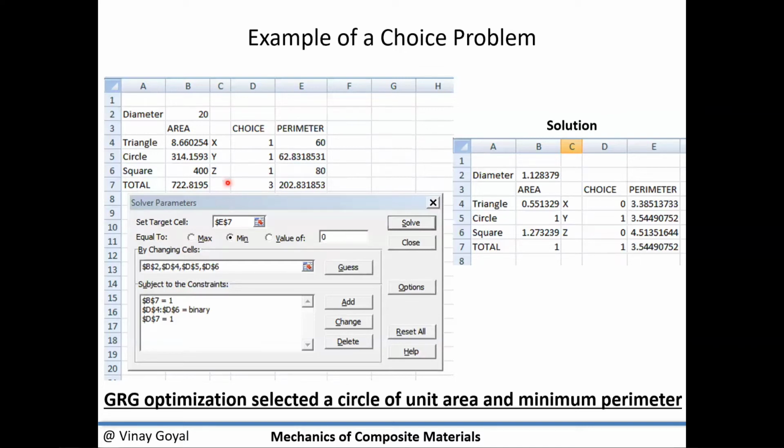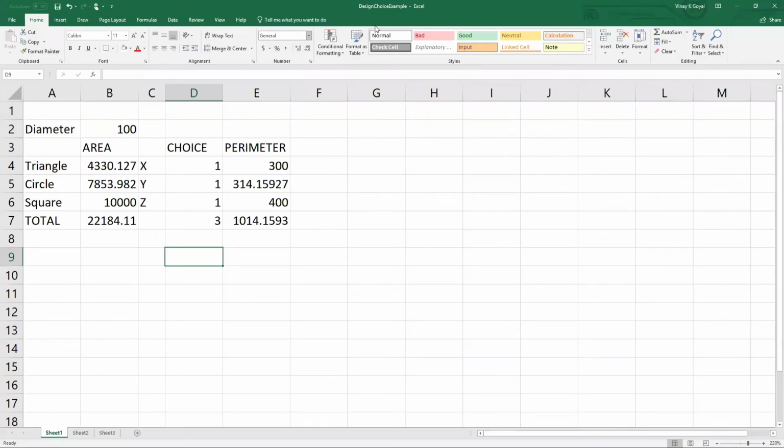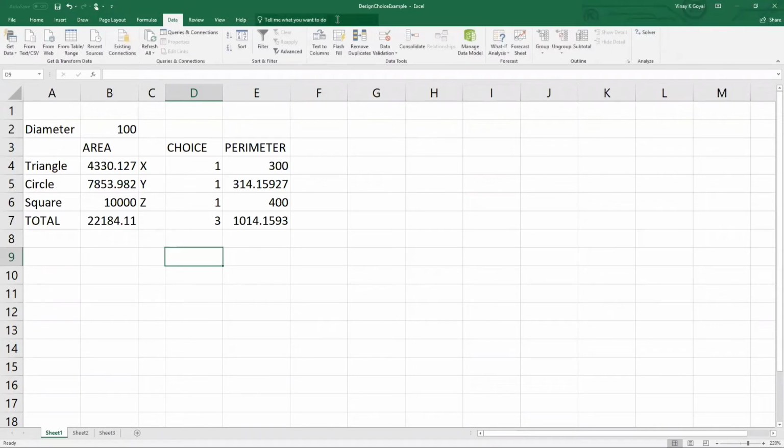So let's go and figure out how to do it in Excel. Here's Excel. What I want to do now is figure out the diameter or the characteristic length that will give me the area of 1. And I want to make a choice of which one gives me the least perimeter. So not only do I have to minimize the perimeter, but also choose which one gives me that. It's a very complex problem, but we know the answer.